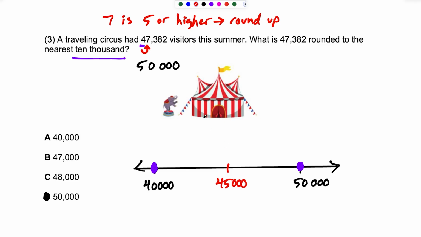So if you think about this number, 47,382, that would be located somewhere over here. This is where 47,382 is located.